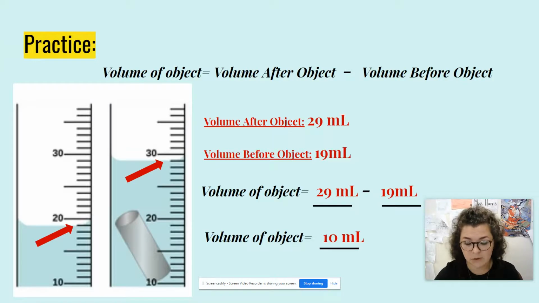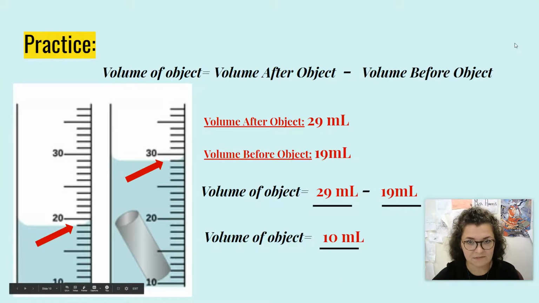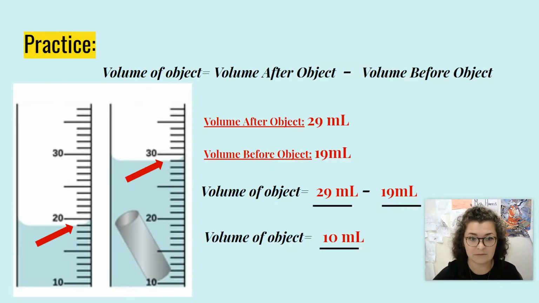So I went ahead and wrote the equation. So you've got volume of an object, and then I just kind of plugged and chugged, right? So we've got 29 milliliters, which is the volume after the object, minus 19 milliliters, which is the volume before the object. And then if we take those, we minus them. 29 minus 19 is going to equal 10 milliliters. What do we think? Pretty easy? Okay, so if you're struggling a little bit, maybe we go back and watch it again, just this section.